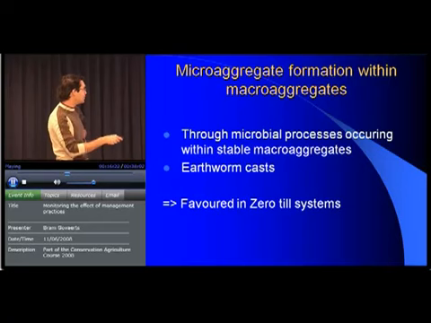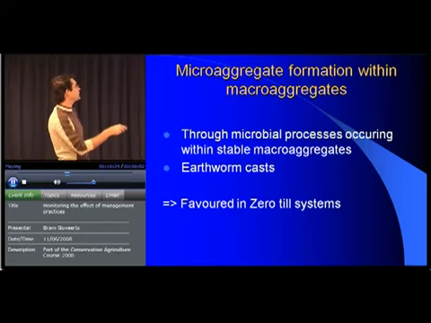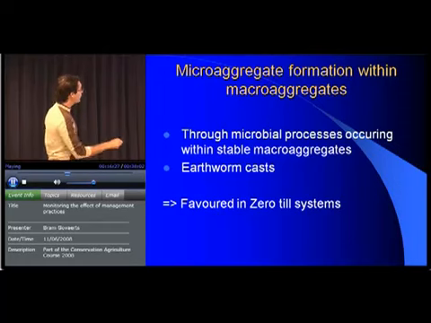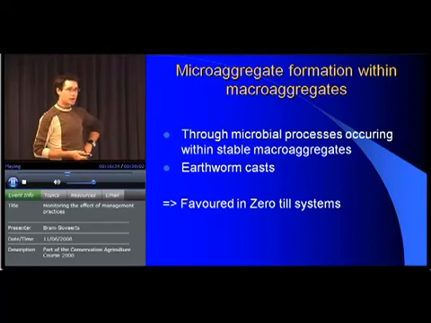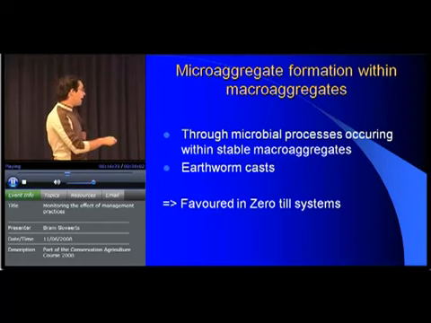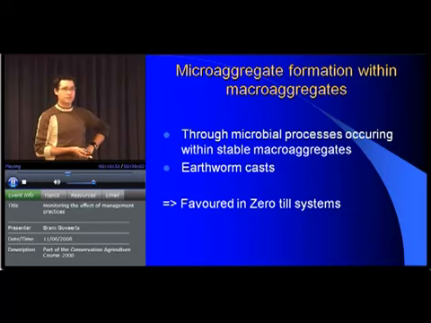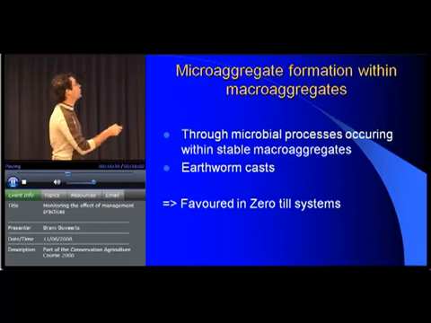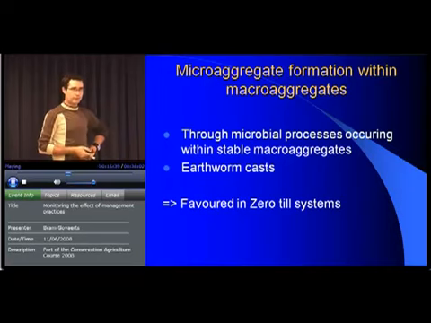Through microbial processes occurring within the stable aggregates, you get microaggregate formation within the macroaggregates, right? And some of them are earthworm casts, right? So you can imagine that macroaggregate formation is favored in zero-till systems, and that the inclusion of microaggregates within the macroaggregates is favored also.